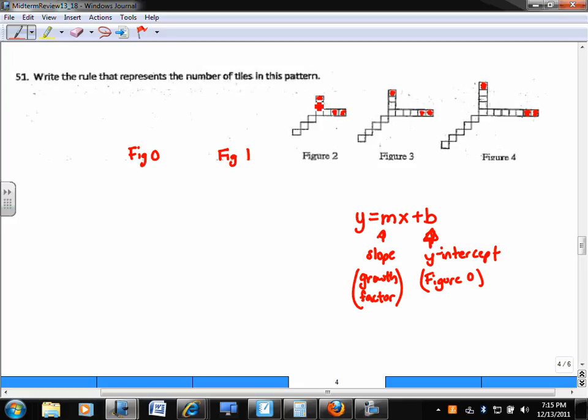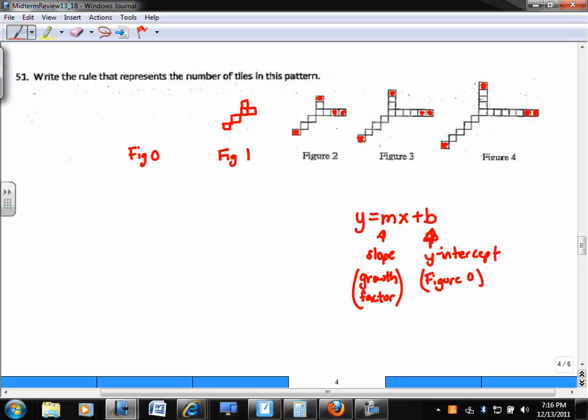Now, is there anything else added? Well, let's look at this little tail. So this tail has 3. This one has 4, and this one has 5. So that means this has been added. This has been added, and this has been added. So if we work backward, that means figure 1 has only 1 tile at the top. It has 2 tiles on the tail. And it has 2 tiles right here.